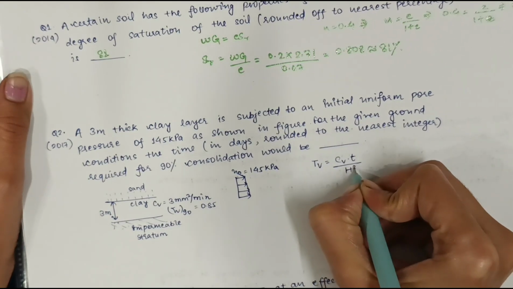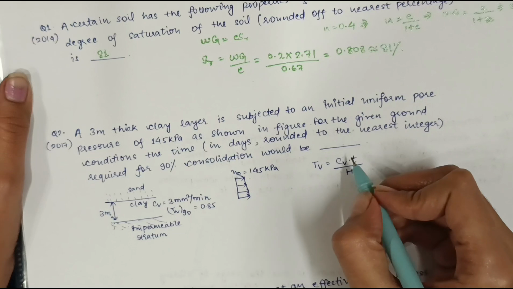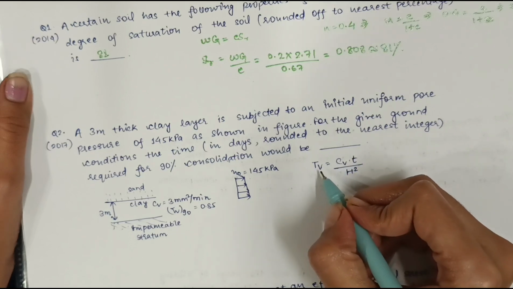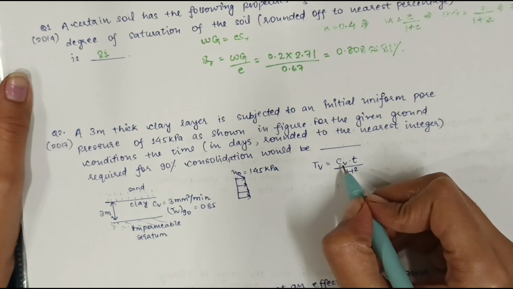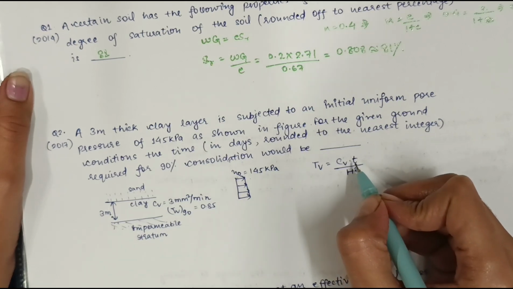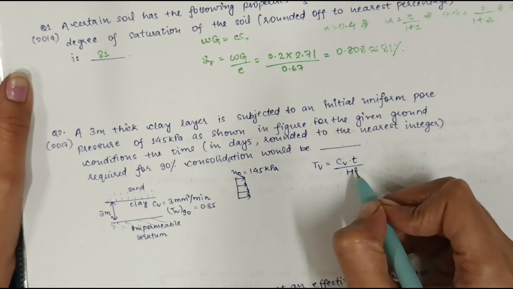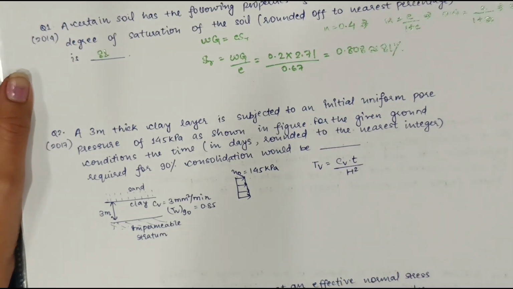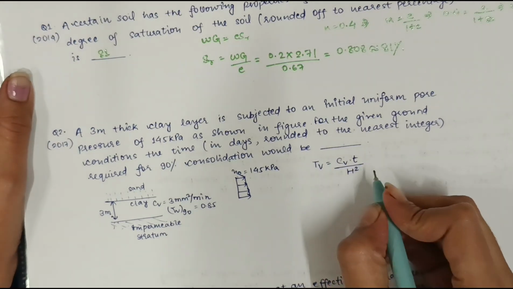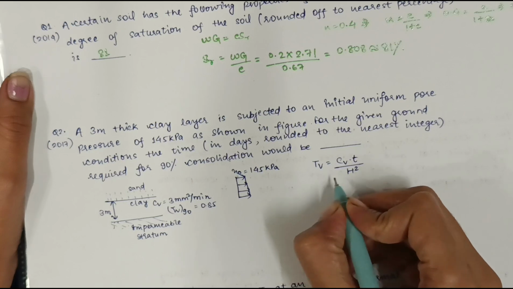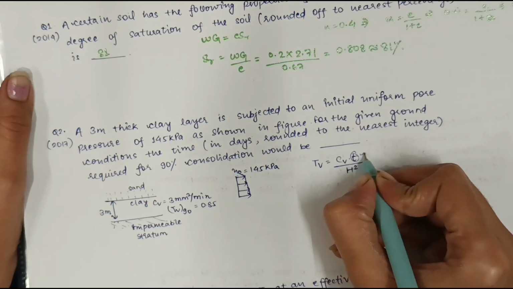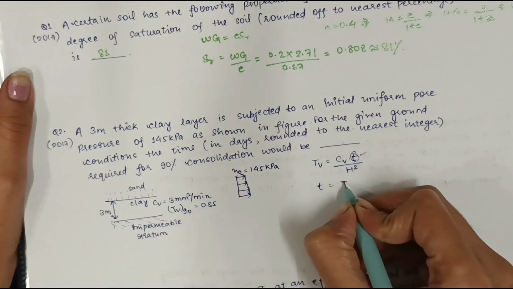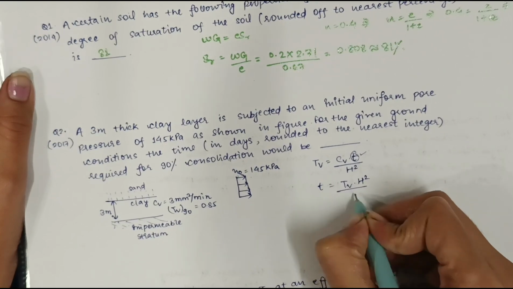H square. Okay, we know that Tv is the time factor corresponding to the degree of consolidation, Cv is the coefficient of consolidation, right, and t is the time required, and H is the height. Okay, for one-way drainage, H is equal to H. Okay, so we'll substitute and we'll get to know the value of t. Here we have to find t. So t equals Tv into H square by Cv.